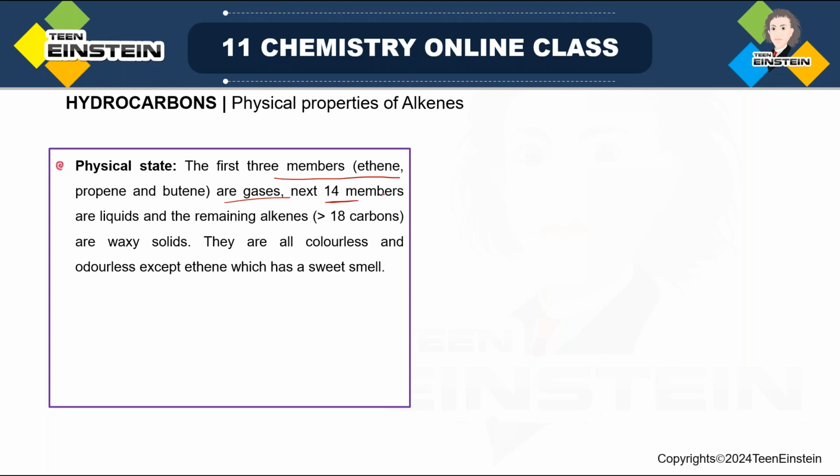And then after 14 members, when you move to the 15th or 16th, the remaining alkenes, that is, greater than 18 carbons, will be a waxy type of solid, not a hard solid, a waxy type of solid. They are all colorless, odorless. The only exception is ethene, which has a sweet smell.